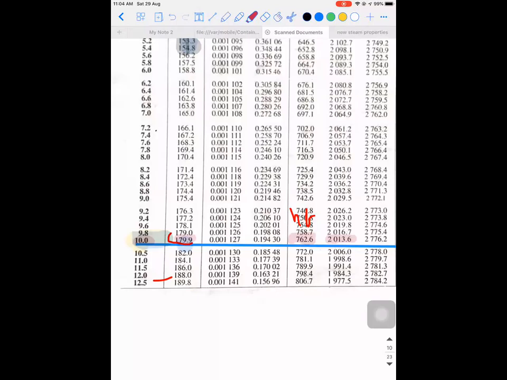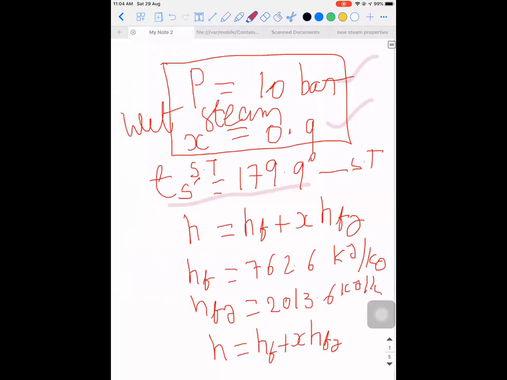Now we'll go with HF. This is called HF, and this is called HFG. These values I'm going to copy here into my notes. HF is 762.6, and HFG is 2013.6 kilojoules per kg. Now, what is the value of H for wet steam? H is equal to HF plus X into HFG. This is the situation.